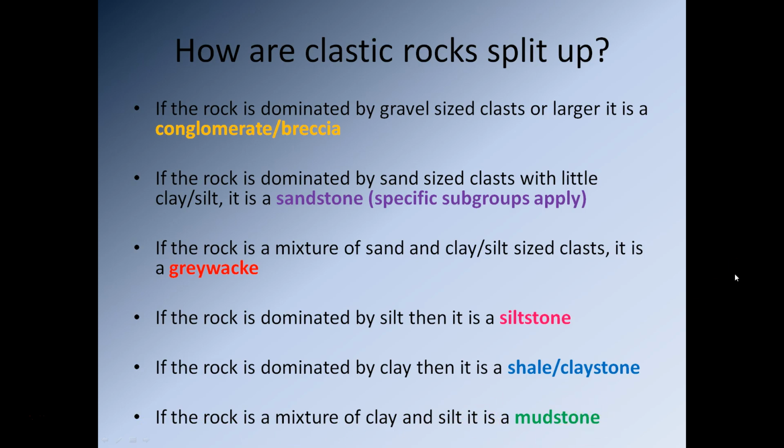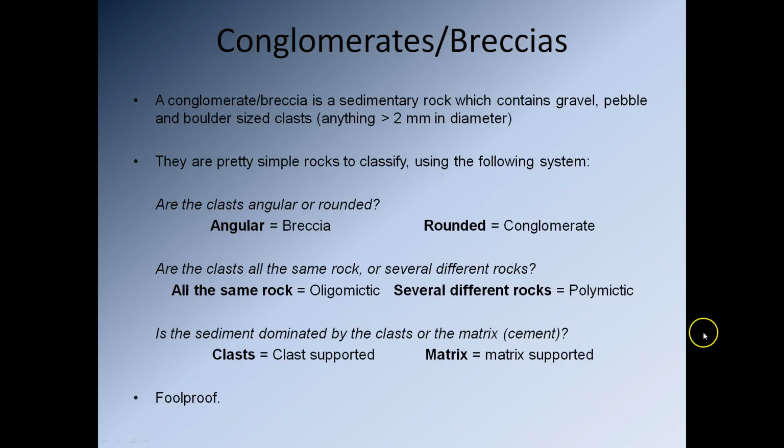So it depends on the size of the clast as to which of these names you will classify your rocks under. So first of all, let's start off with conglomerates and breccias. A conglomerate or breccia is a sedimentary rock that contains gravel, pebble, or boulder-sized clasts, essentially anything larger than 2 millimeters. Now, to be clear, the whole rock doesn't have to contain clasts larger than 2 millimeters. It just has to be that the majority of the rock is clasts in excess of 2 millimeters.